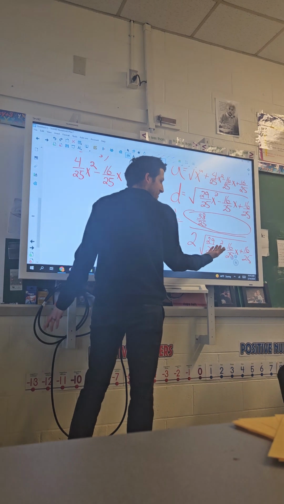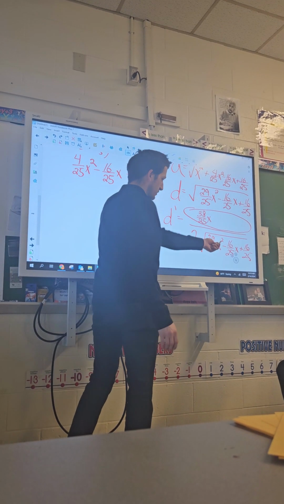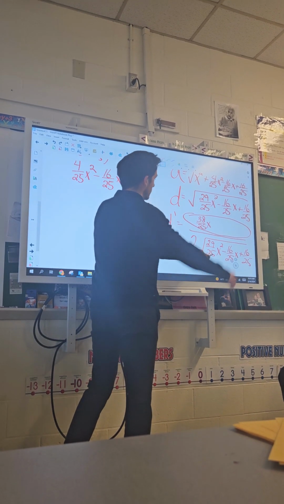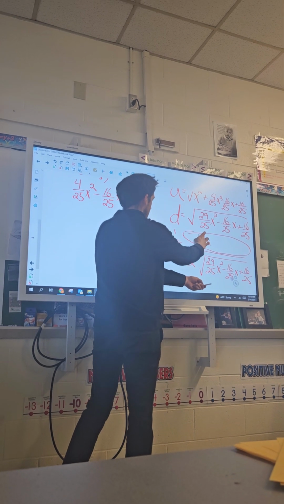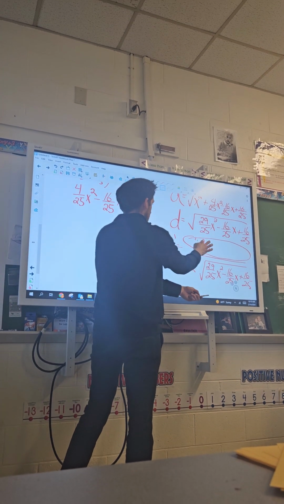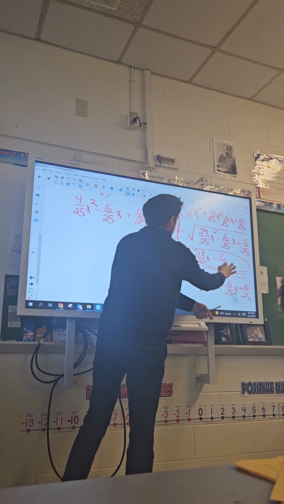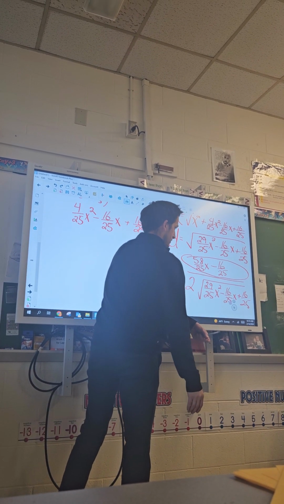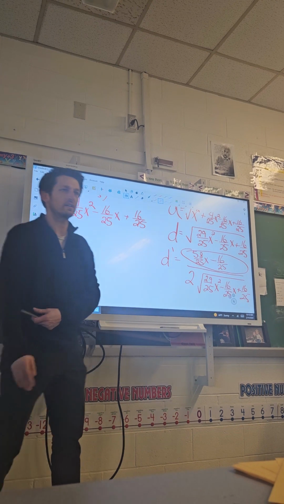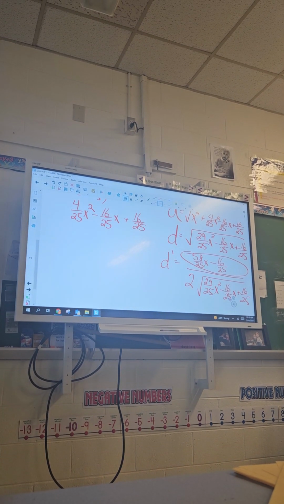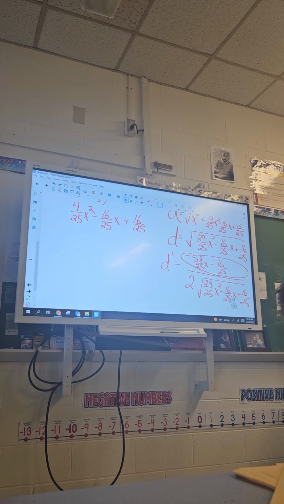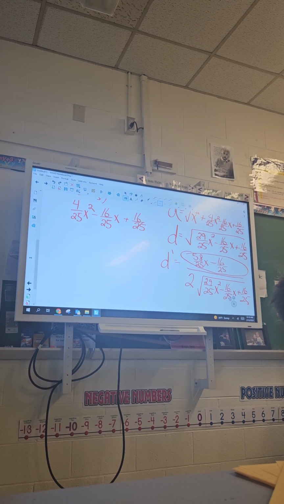I just made this problem up. The derivative of this, oh wait, that's 58 x minus 16 over 25. Set that equal to 0, solve for x. As long as we did the math correctly, that's gonna be the x value that minimizes the distance.